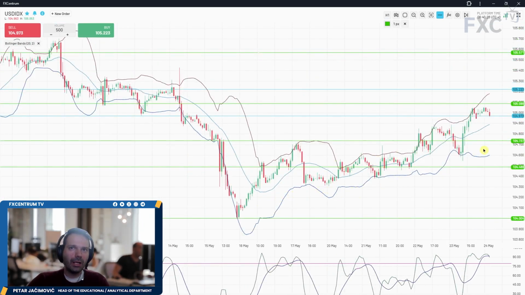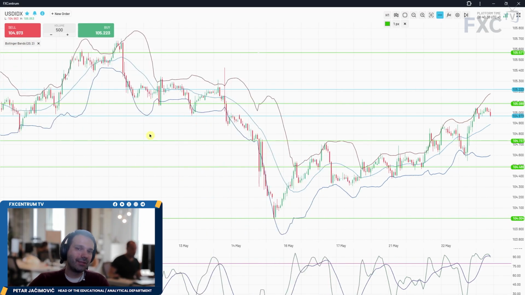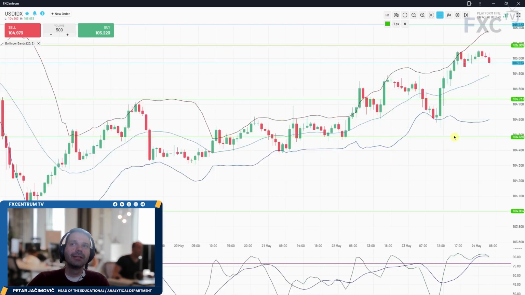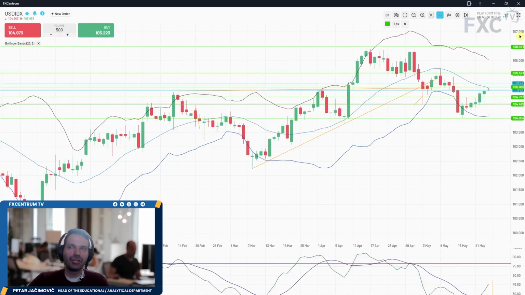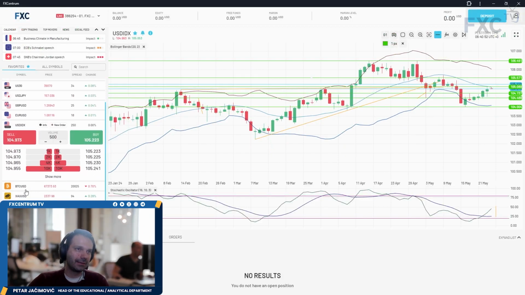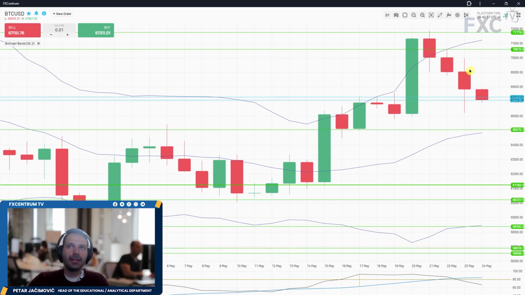You can see how well this lower Bollinger Band held on the hourly time frame, and this is a very good sign that we basically shifted trend regime from bearish to bullish. Now we're just having a potential pullback on the hourly time frame, but still there is a chance for higher prices, and pay attention for further dollar strength.